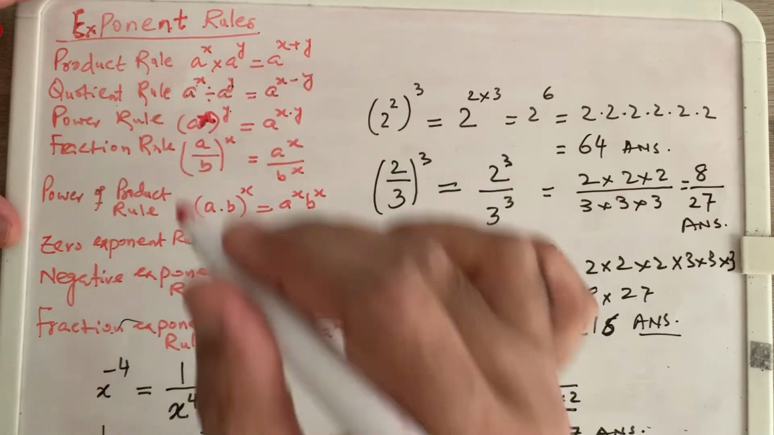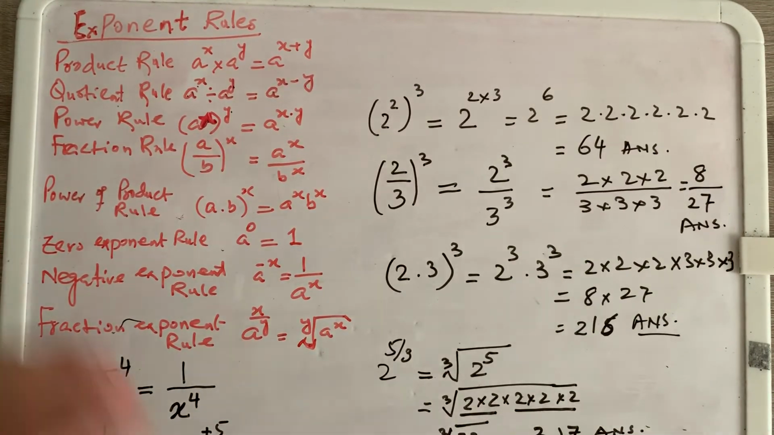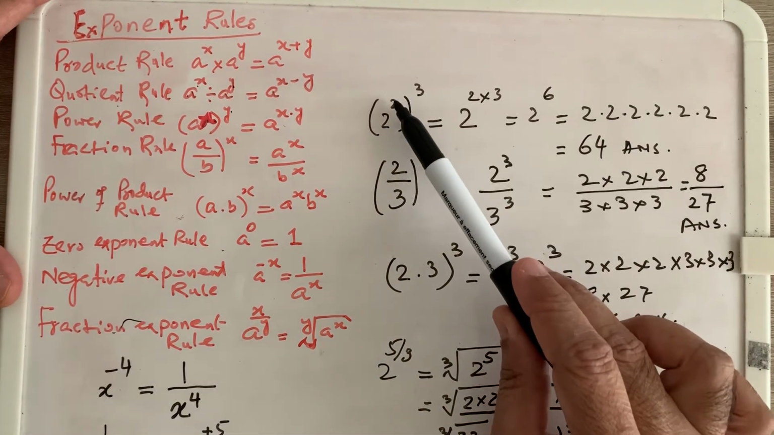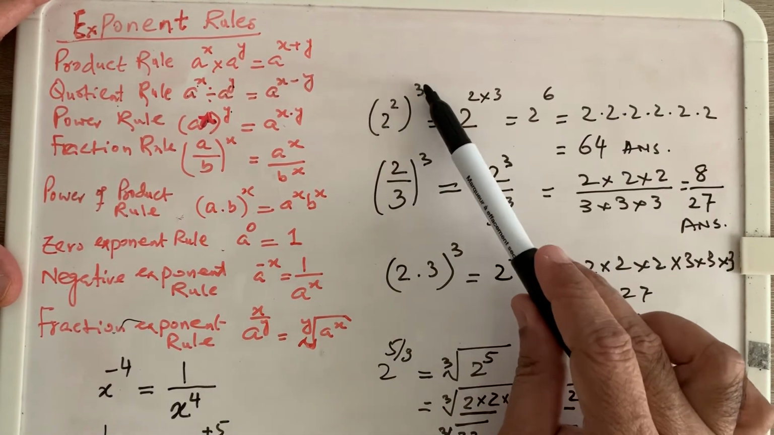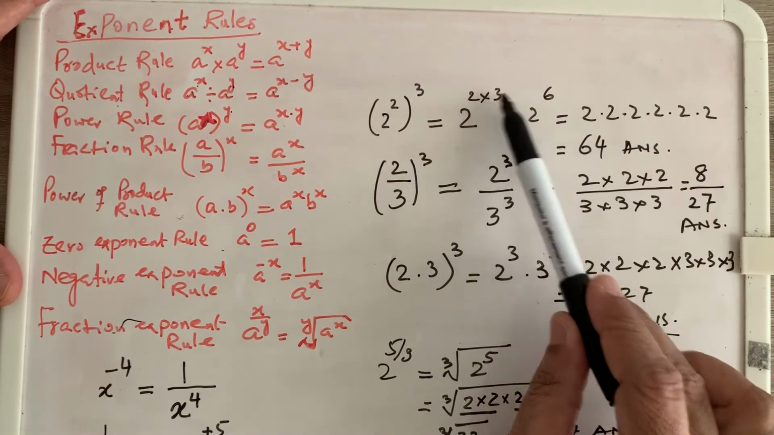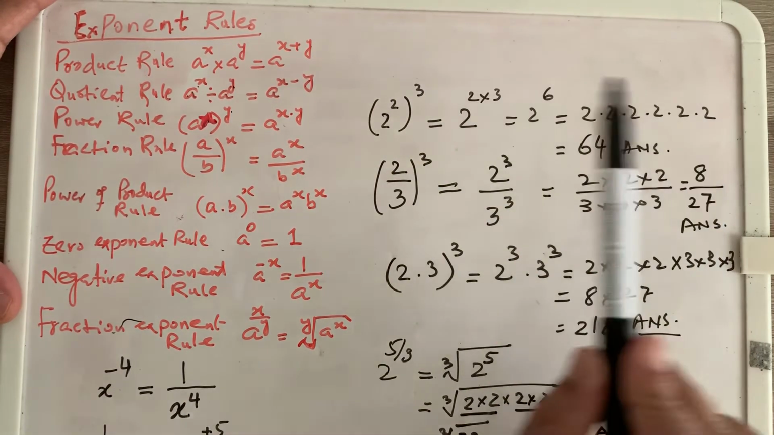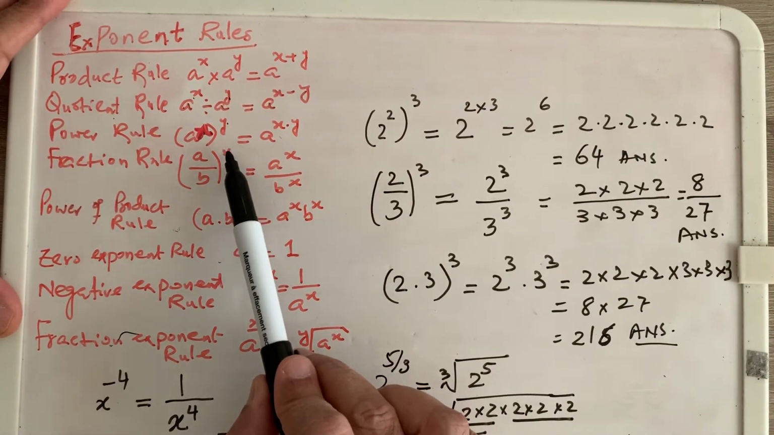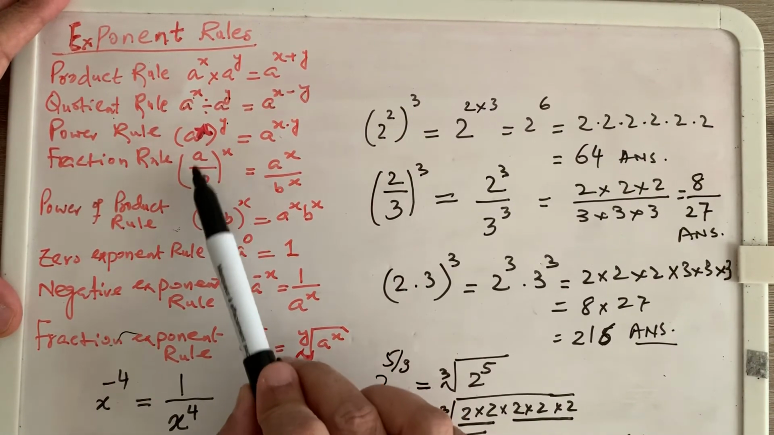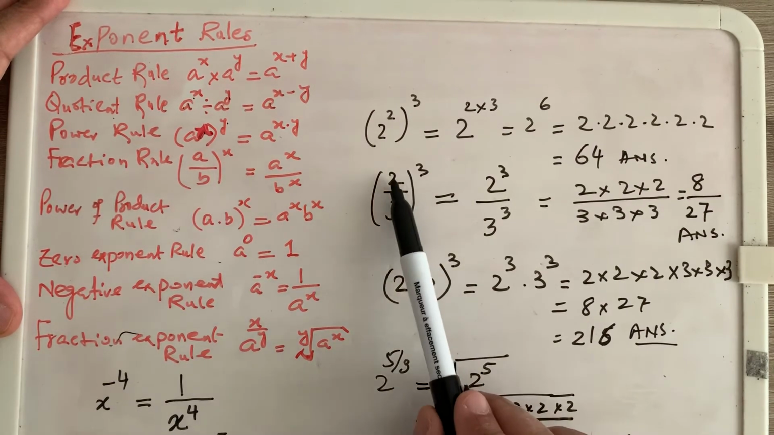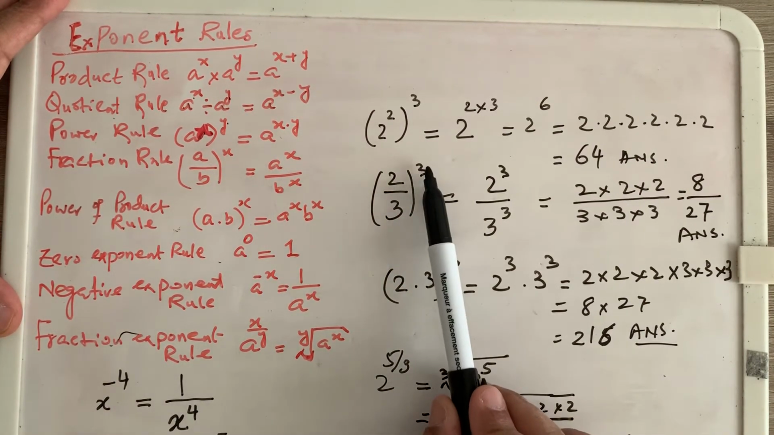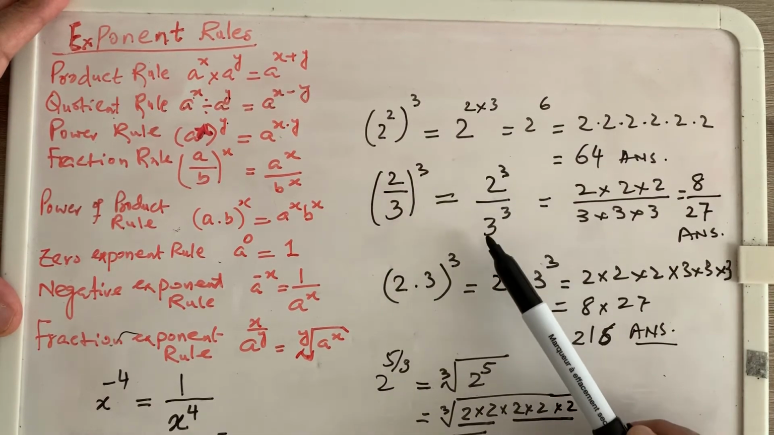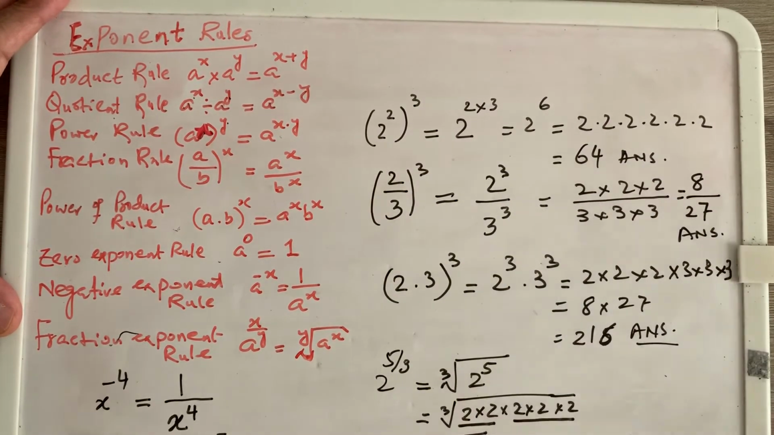Power to the power: a to the power x to the power y. So 2 to the power 2 to the power 3. Power to the power will get multiplied. We have this example here. Fraction rule: if something is in a fraction and a whole power is there, this power will apply on both numbers or both variables. So 2 over 3 with exponent 3 will be 2 to the cube divided by 3 to the cube, and then you solve it.